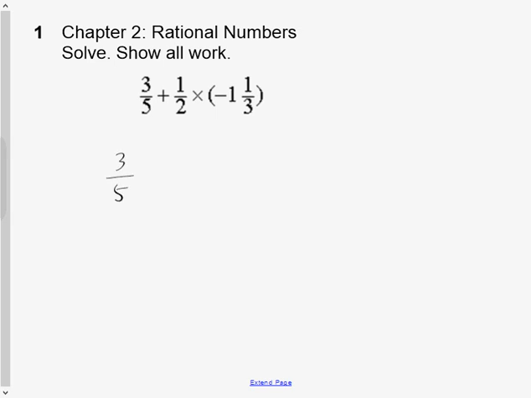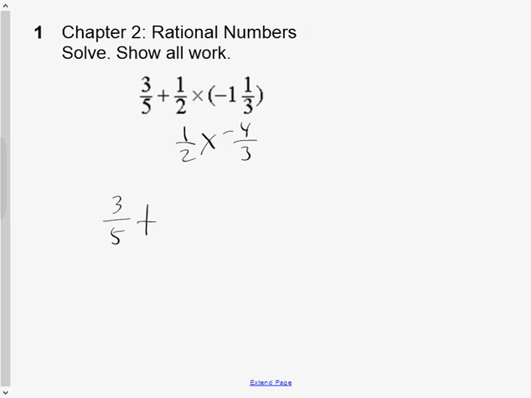I'm going to keep it right there. And to that, I'm going to add the product of 1/2 and -1 1/3. So in order for me to solve that, I know that the easiest way to do it is to change my -1 1/3 to an improper fraction. And of course, if you ask yourself, -1 would be 3/3 plus another 1/3, that's -4/3.